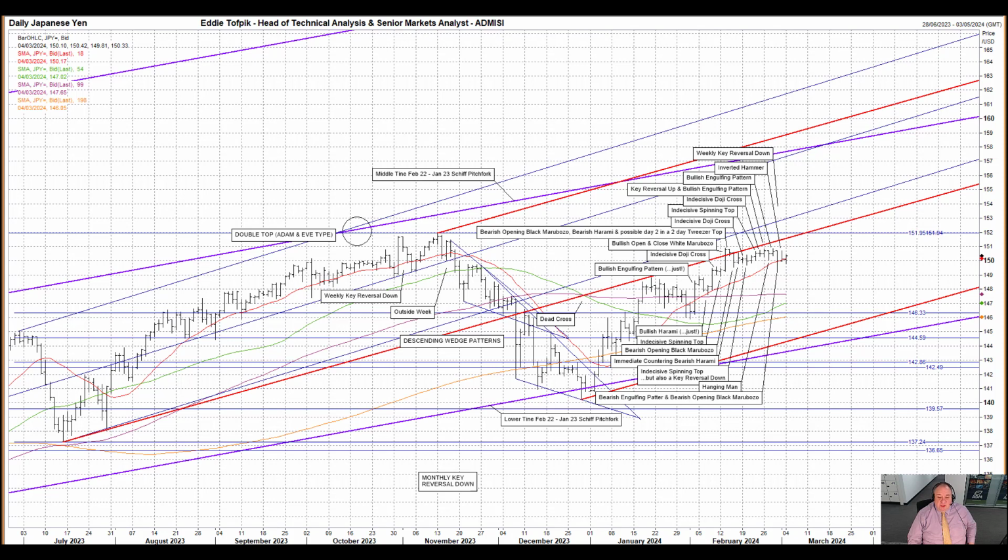Now, so far today, a small dip lower, but then a recovery such that we're above the small main body of last Friday's action, and that's just about it.